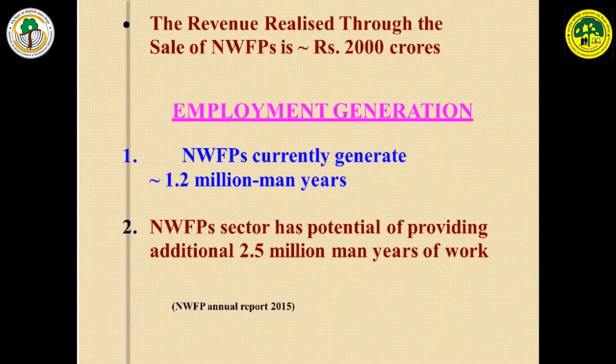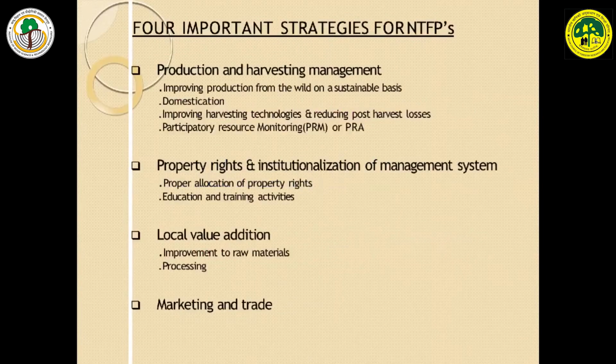This is just a comparison of employment generation and revenue for the rural sector. These are four important strategies for NTFPs. The first is production and harvesting management. When there is a lack of production and harvest management, most of the NTFPs go undocumented and most of the resource material is wasted. So a good package of practices for production and management of NTFPs is needed, where you can save the loss of the material.